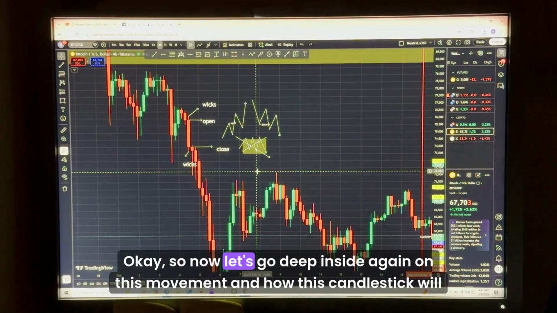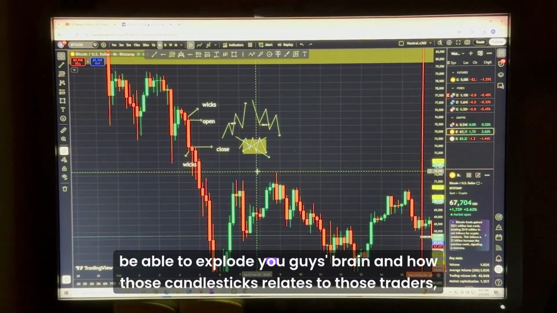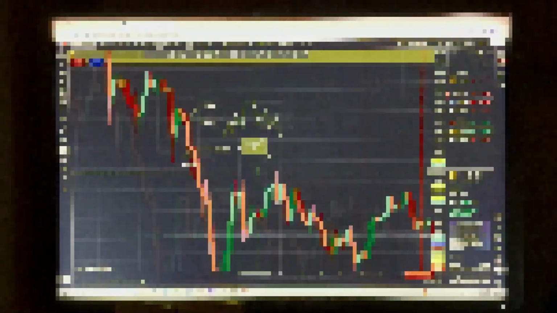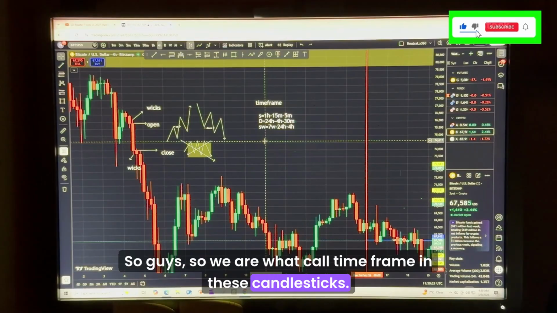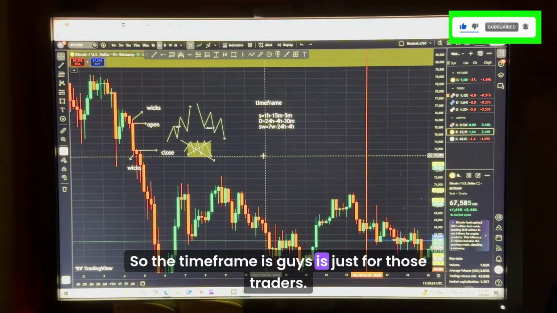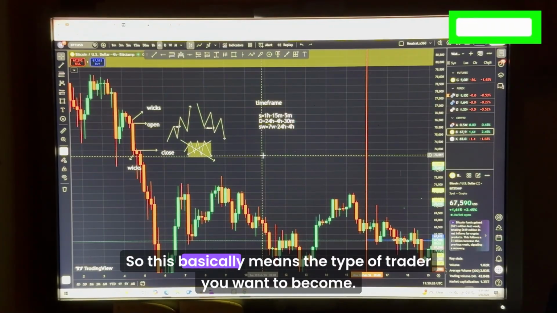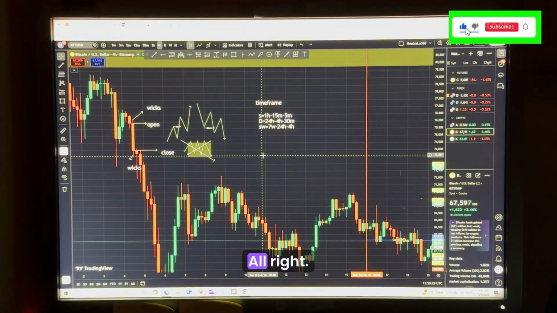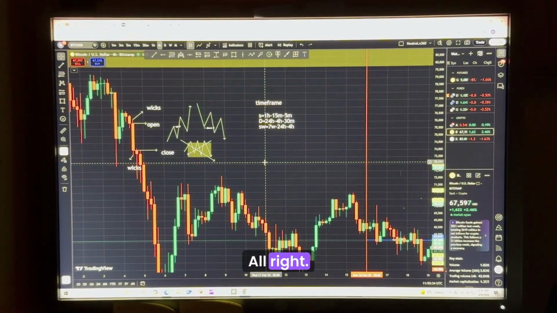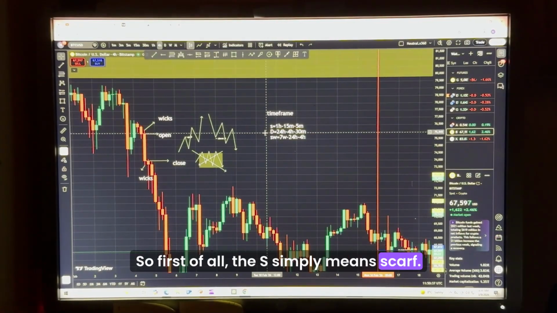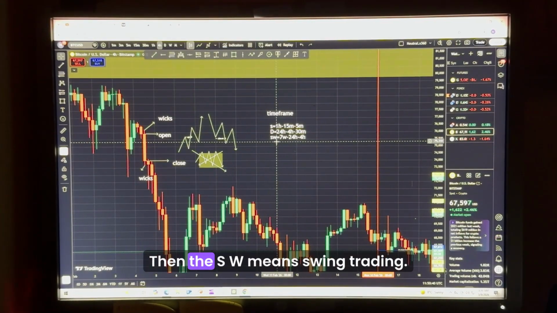Now let's go deeper into this movement, how these candlesticks will explode in your brain, and how they relate to traders. We have what we call time frames in these candlesticks. The time frame is just for those traders, which basically means the type of trader you want to become. You need to know the time frame you'll be working on, because the chart varies and is wide. The S simply means scalp, the D simply means day trading, and the SW means swing trading.